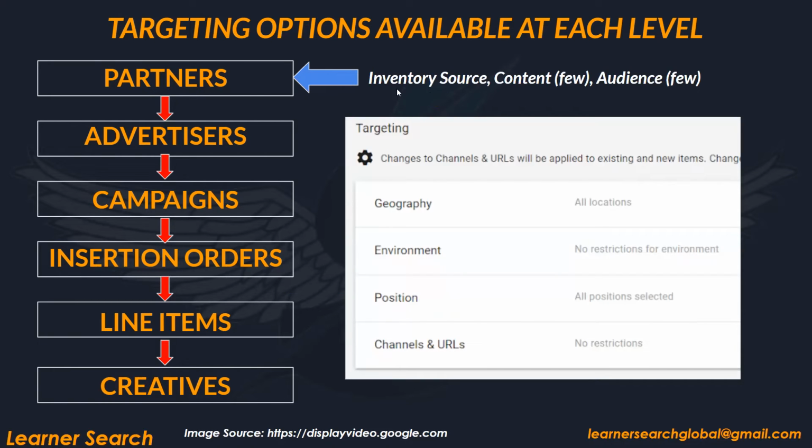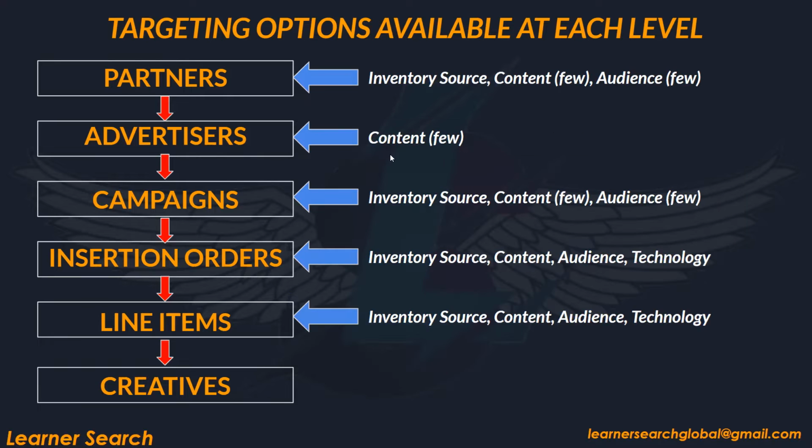At the partner level, the various targeting categories are inventory source, content and audience. Under inventory source targeting, all the options which I have shown earlier are available. In the case of content, only a few are available, and in audience also only a few. Here you can see geography falls under audience targeting, whereas environment, position and channels and URLs, these three fall under content targeting. We don't have technology targeting at partner level. Likewise, at advertiser level, only content targeting is available.